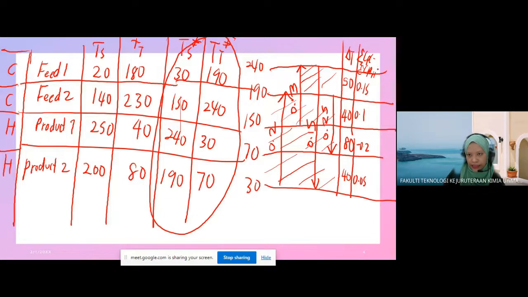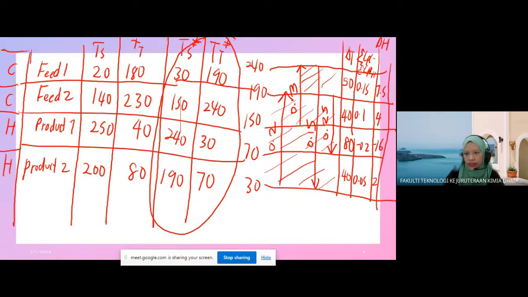Now you can calculate the value of delta H by multiplying these two columns. So 50 times 0.15, you get 7.5. This one multiplied by this, you get 4. 80 times negative 0.2, you get negative 16. And then 40 times 0.05, you get 2.